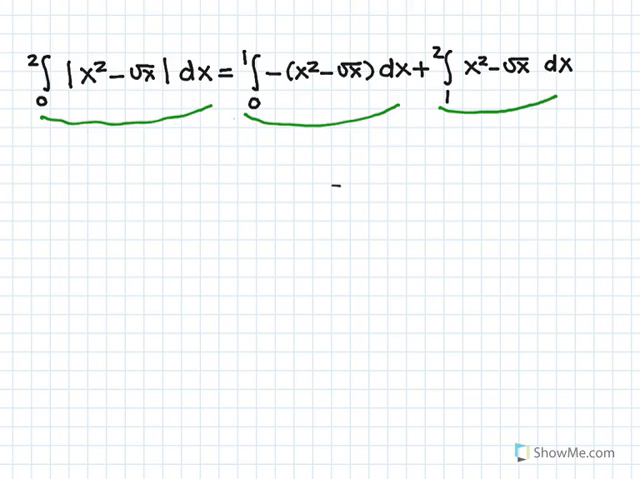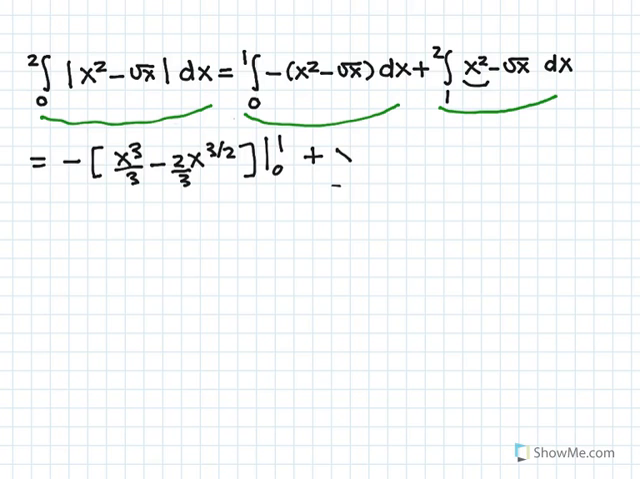All right, so what we have is equal to minus, looking at the first integral, that's going to be, reversing the power rule, x cubed over 3, minus the integral of root x, which is x to the 1/2 plus 1, 1/2 plus 2 over 2, that's 3/2, and divide by 3/2, that's the same as multiplying by 2/3, from 0 to 1, plus the integral of x squared is going to be, reversing the power rule, x cubed over 3, minus x to the 1/2 plus 1, that's x to the 3/2, divide by 3/2, that's the same as multiplying by 2/3. And that's evaluated from 1 to 2.